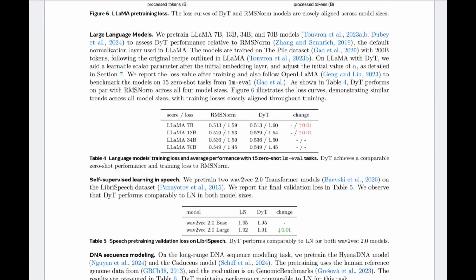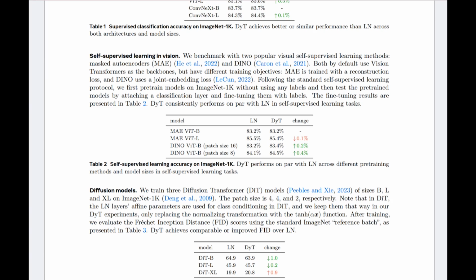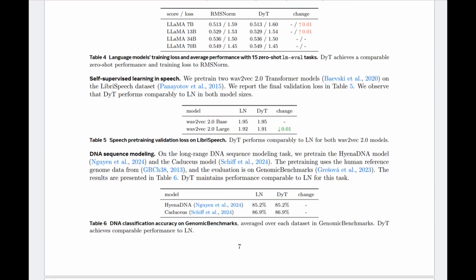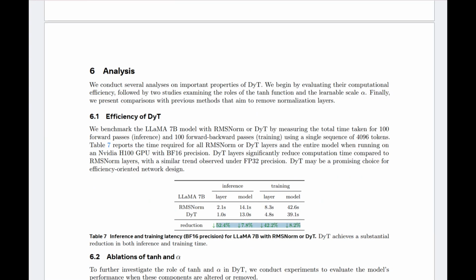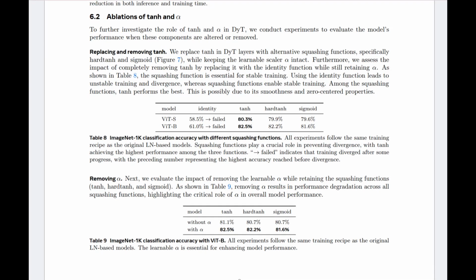Finally, let's talk about their experimental results. This model performs on par with or slightly better than models with layer normalization or RMS normalization across different datasets. However, in terms of computational efficiency, they found that dynamic tanh significantly boosts efficiency because it reduces computational time by a large percentage. This shows it's a more efficient function than normalization, excelling in both performance and efficiency. They also tested whether removing alpha works and found that keeping alpha outperforms both removing it or using a sigmoid function. That's about it. Thank you, everyone.